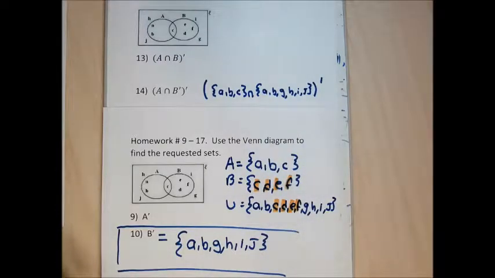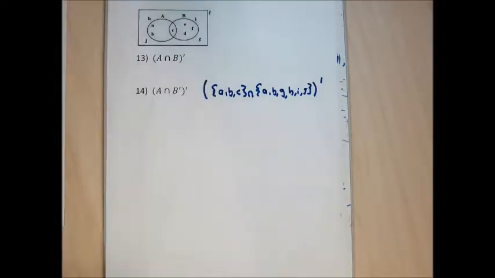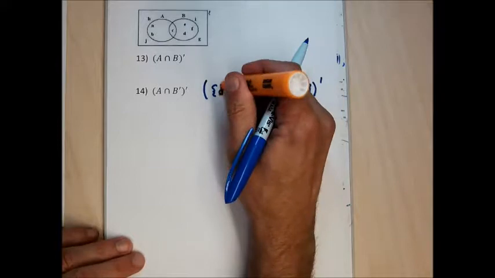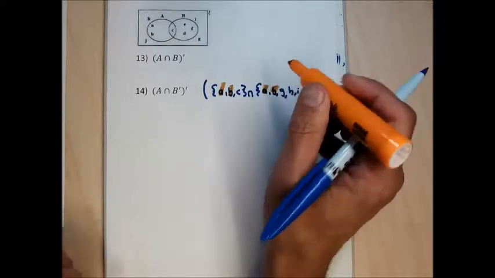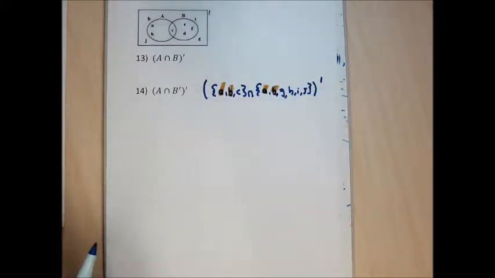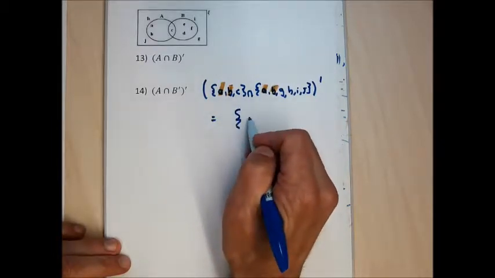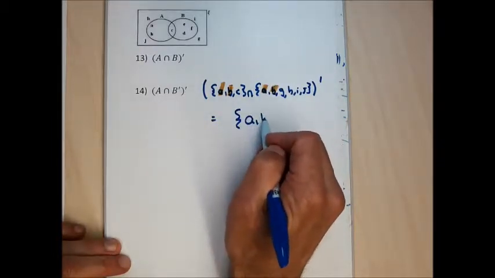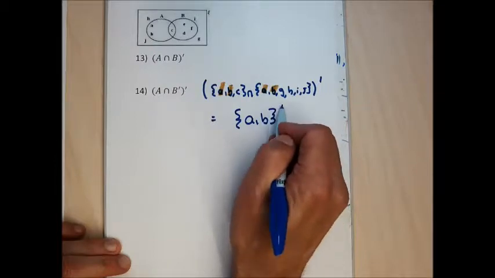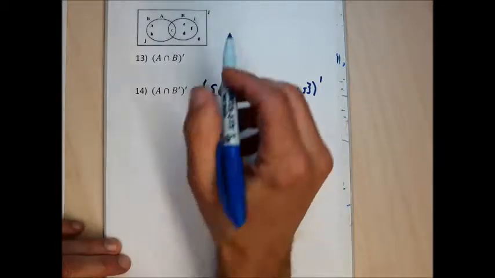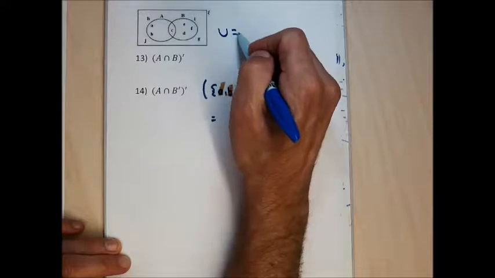Now I'm going to intersect those two sets. And when you intersect two sets, you find out what the two sets have in common. These two sets have in common the letters A and B. So the inside of the parentheses simplifies to the set containing the letters A and B. Unfortunately, I have to find the complement of that.